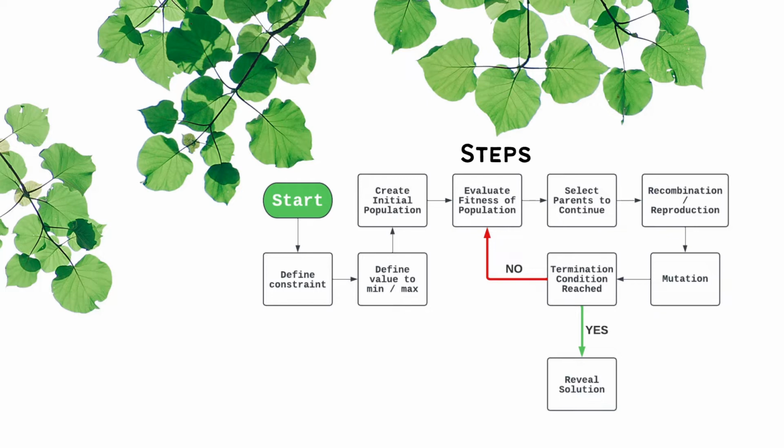And then we check our termination condition. So if we reach a certain threshold, so say we're trying to reach at least $10,000 in profit with our shipment, or we hit our generation limit, so we want to run this for 100 generations and then see what the best solution is. So once we've reached that termination condition, whatever it is, we reveal what our solution is that our genetic algorithm found. If we have not reached that termination condition, then we start the process over again. We go back to evaluating the fitness of the current population, select parents to continue, recombinate, mutate, and then we check our termination condition again. And we repeat that process until our termination condition has been reached.